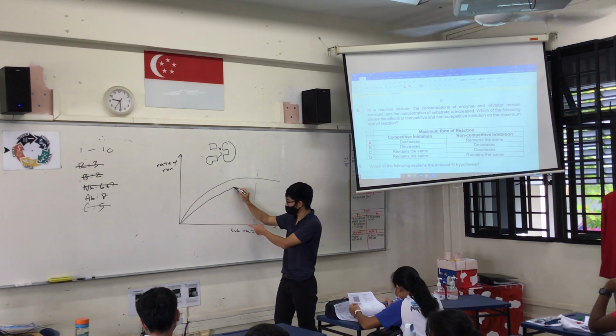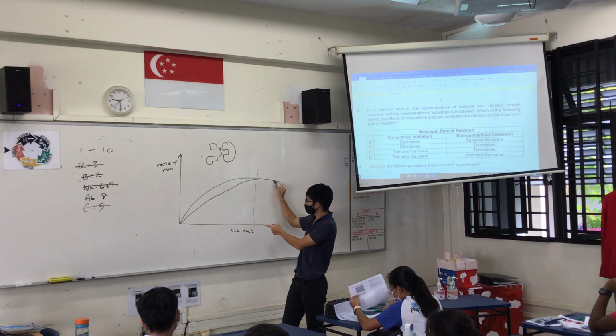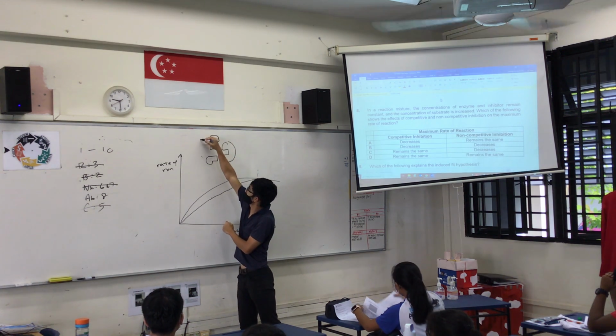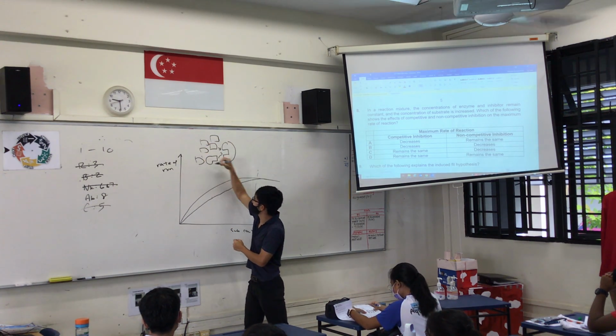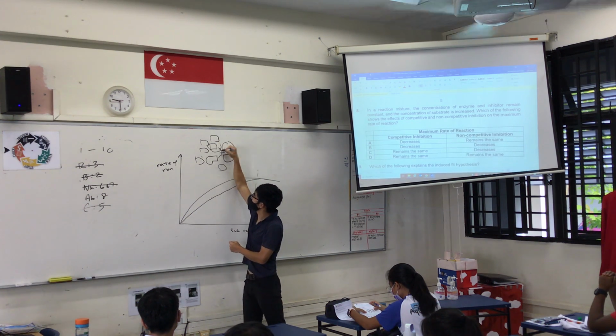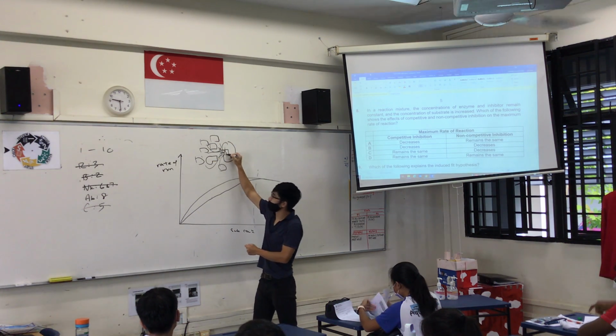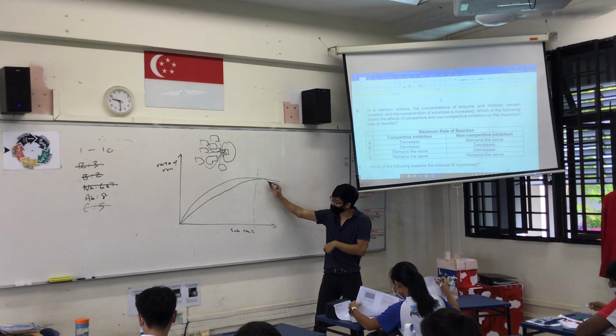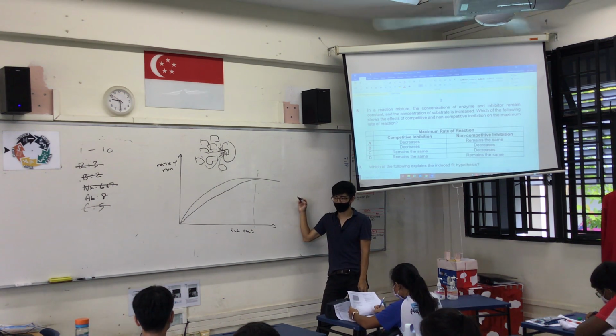But what happens if I increase the amount of substrate present? If there is more substrate present, I increase the chances of the substrate reacting with the enzyme. And so eventually I can reach the maximum rate again.